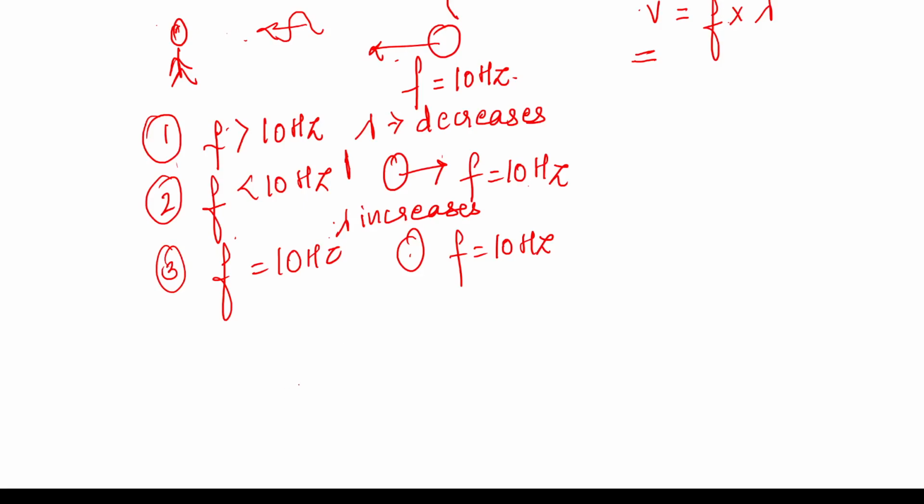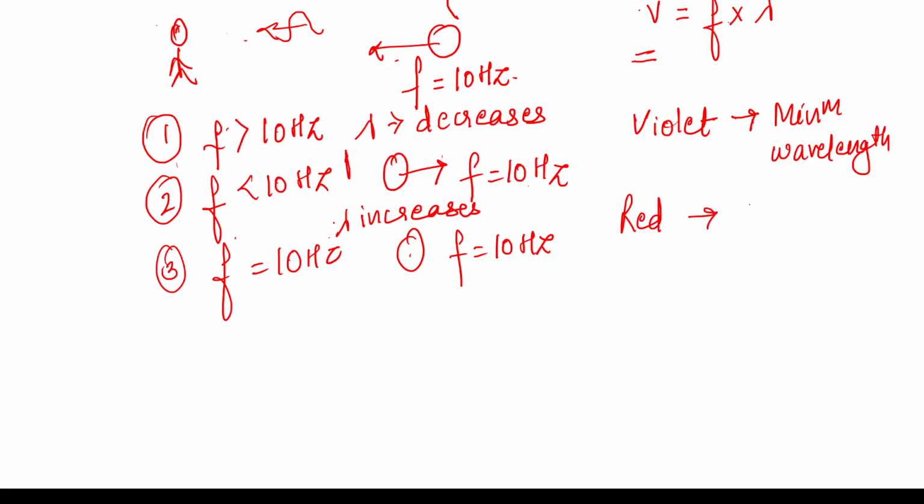Now, in the case of light, if you remember from the electromagnetic spectrum, the violet color, or the blue color, has the minimum wavelength, whereas if you go from ultraviolet to infrared, the red has the maximum wavelength.